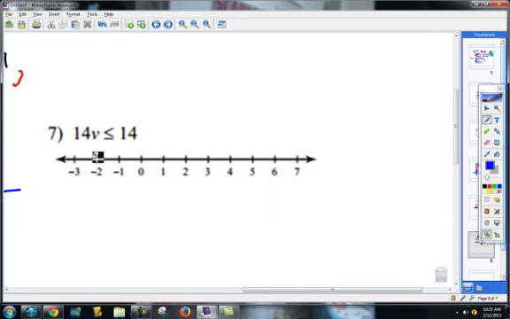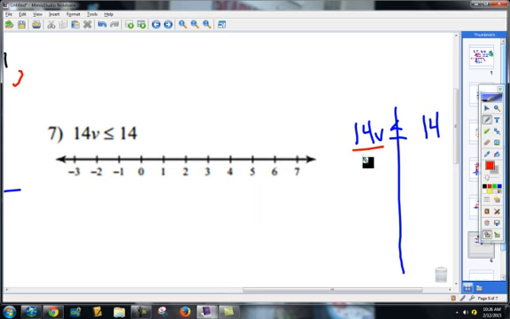Okay. Here we go. I got 14v less than or equal to 14. Okay, what is happening to the variable in this case? It's being multiplied by 14. So how do I undo multiplying by 14, Eddie? Divided by 14. I'm going to be left with v less than or equal to 1. Any number divided by itself is 1. So is this going to be an open or a closed dot, Ben?